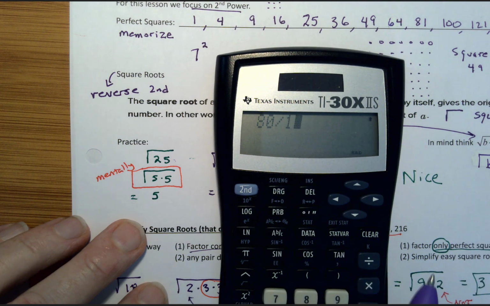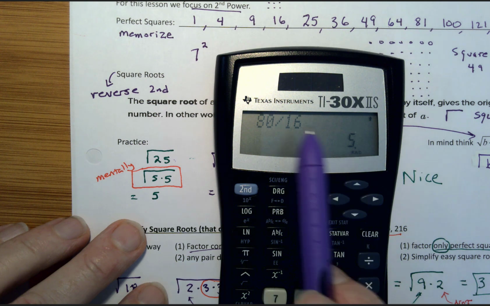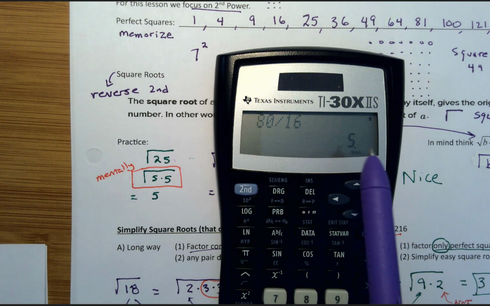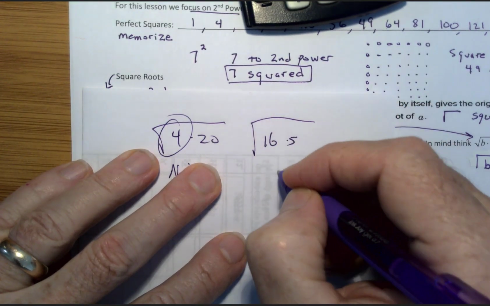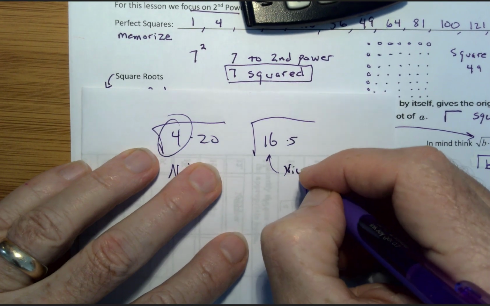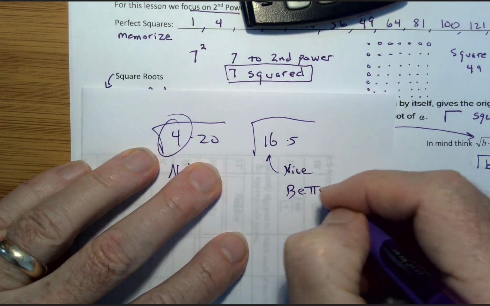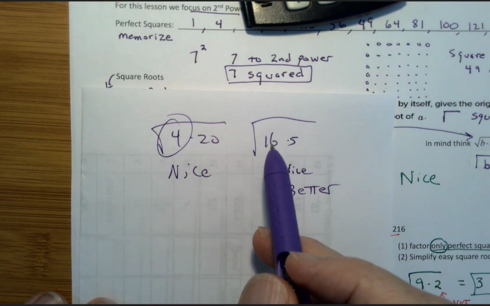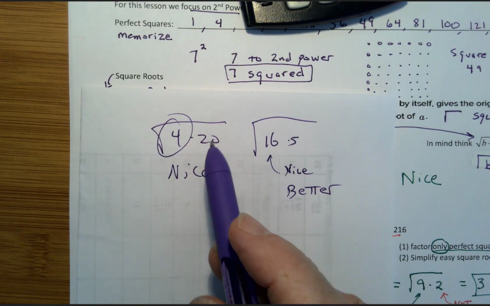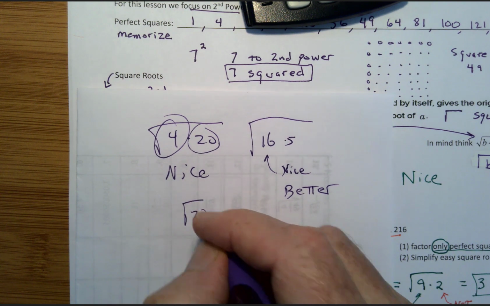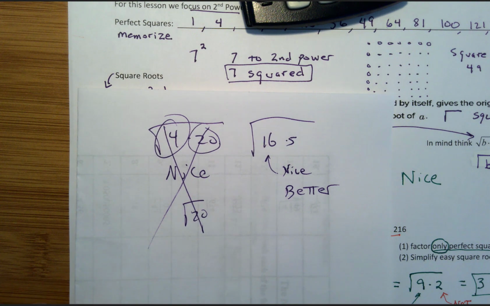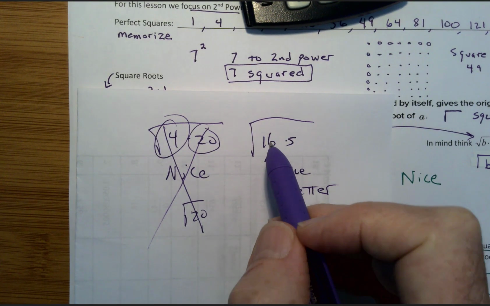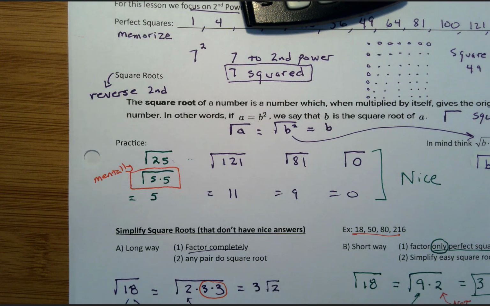Let's try the next perfect square number. 80 divided by 16. 5. 16 times 5 is 80. And 5 is really small. There's no extra factors in it. So here we have 16 times 5. This one's nice, and it's better because it's bigger. I'm breaking it down more. With 20, I would have this left over, square root of 20, and I'd have to do extra work to break that one down. So that's not our best play. Find the biggest perfect square number that goes in. In this case it's 16.